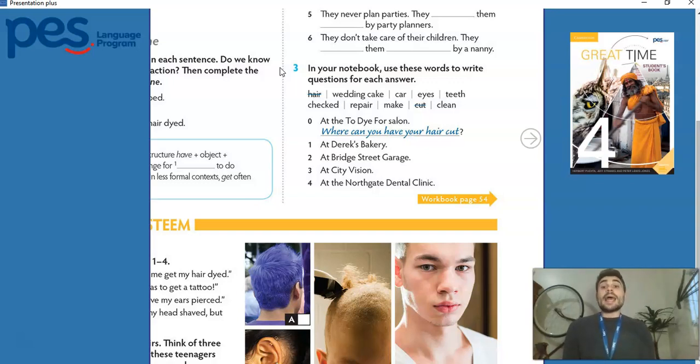And then the answer is at the To Die For salon, right? To die for is a pun, a word play with the word dye, which is for hair, when we change our hair color, and die, the verb die, to be killed by someone or lose life, okay? So what is the question we can make here with the information from the answer? Where can you have your hair cut? Okay? Then we have the answers number 1, 2, 3, and 4.